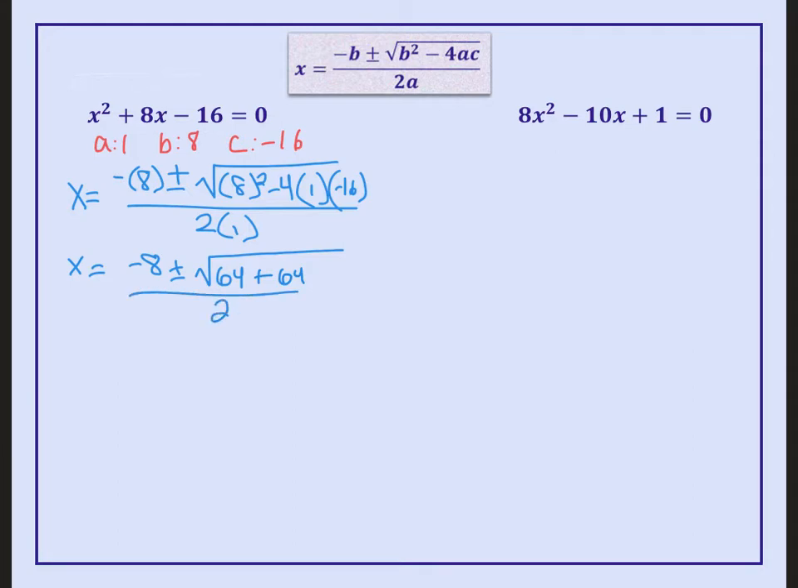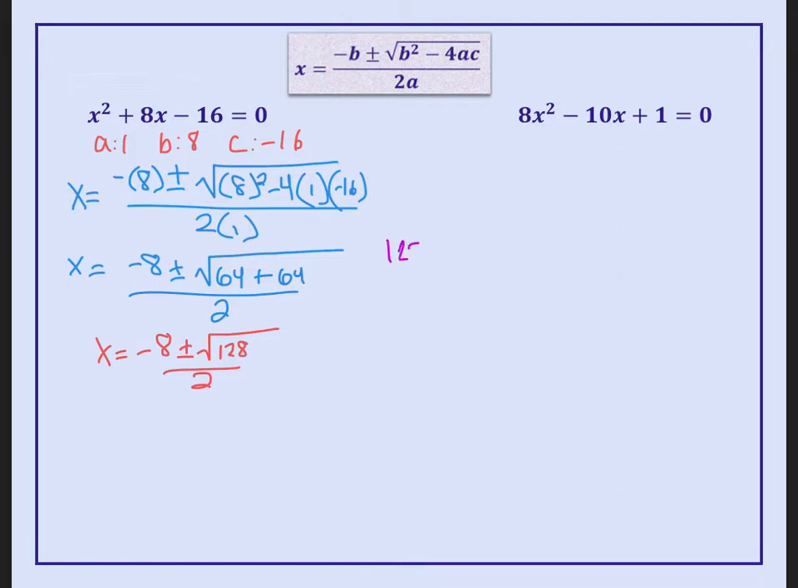Okay, we're going to add the terms in our parentheses. We get x equals negative 8 plus and minus the square root of 128 over 2. Okay, the 128, we have to simplify that radical. So if you see perfect squares that go into it, you can do the perfect squares. If not, we are going to do the factor tree. So I'm going to find the numbers that go into 128.